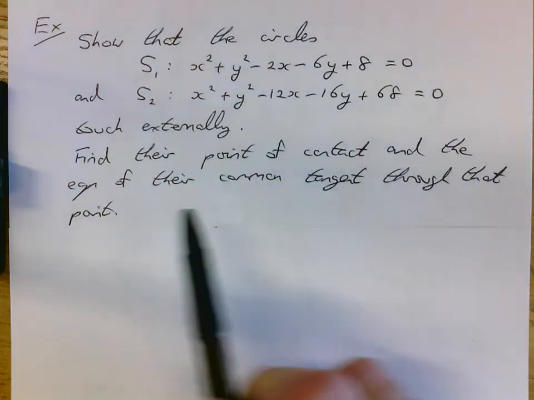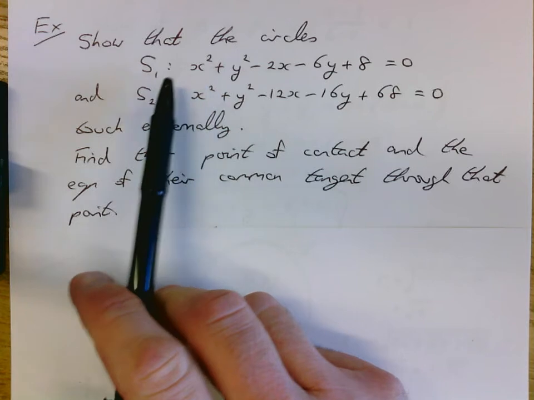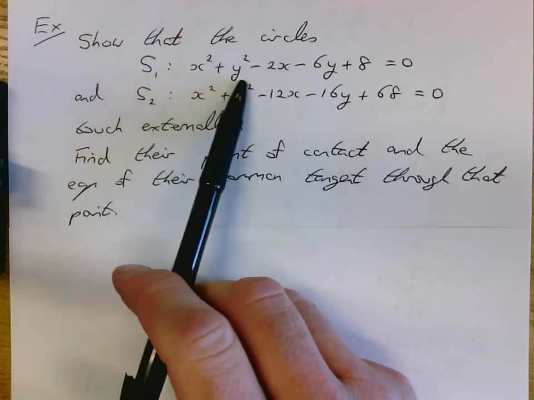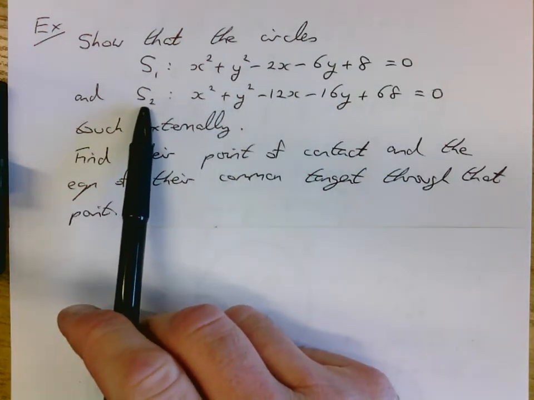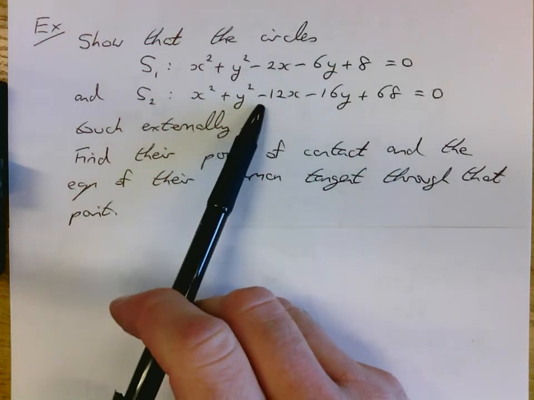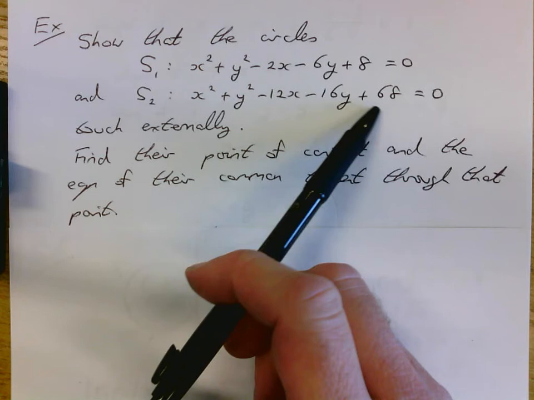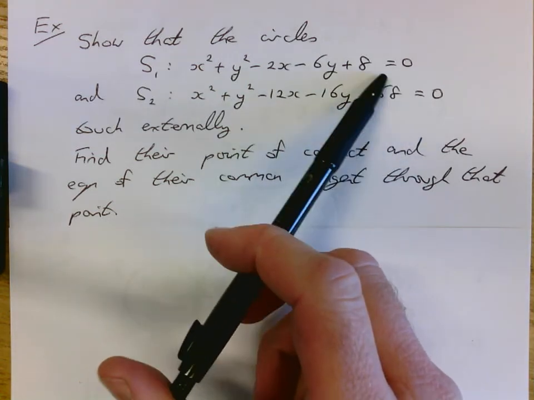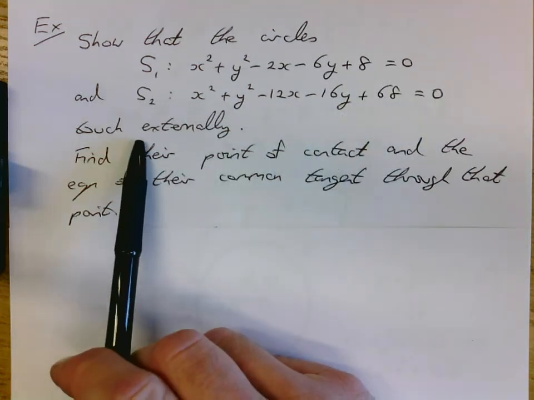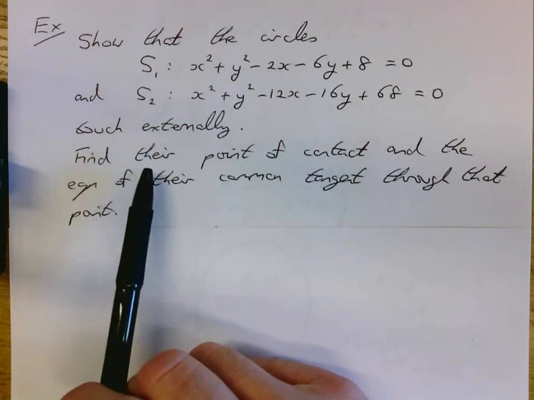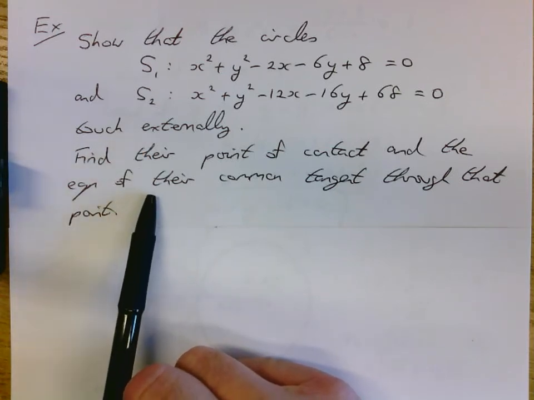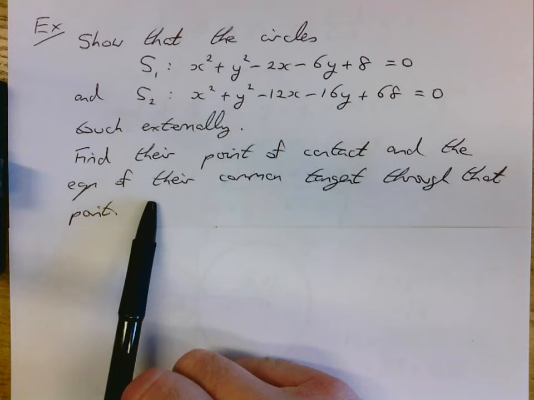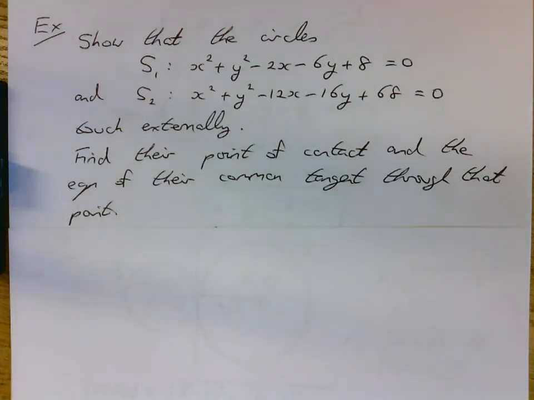So the question says, show that the circles S1, x squared plus y squared minus 2x minus 6y plus 8 equals 0, and circle 2, S2, x squared plus y squared minus 12x minus 16y plus 68 equals 0, touch externally. And then we have to find the point of contact, find where they touch, and find the equation of their common tangent through that point. So, first step, we've got to show they touch externally.